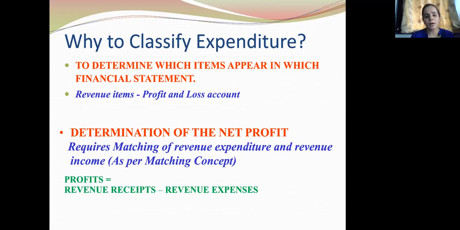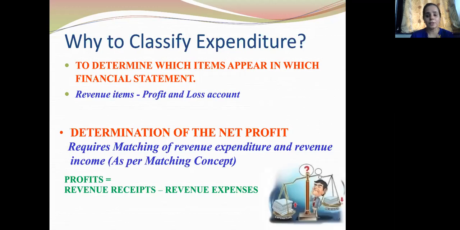What the revenue expenses are, we will see ahead. But here we are speaking about why we need a classification. We need a classification to find out if it is a revenue expense or revenue item, which will go to the profit and loss account. The same revenue is utilized for finding the net profit of the company, because our matching concept says net profit means revenue receipt minus revenue expenses. But if it is capital in nature, then the capital item will appear in the balance sheet.